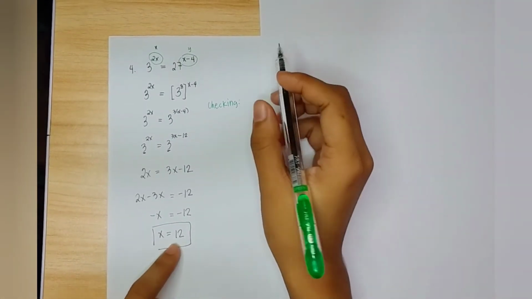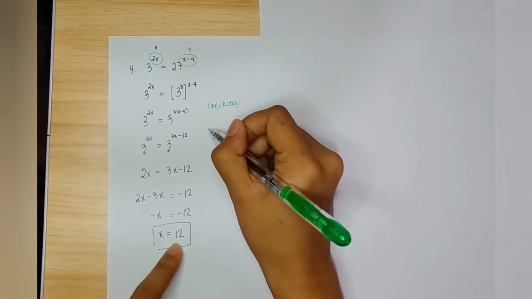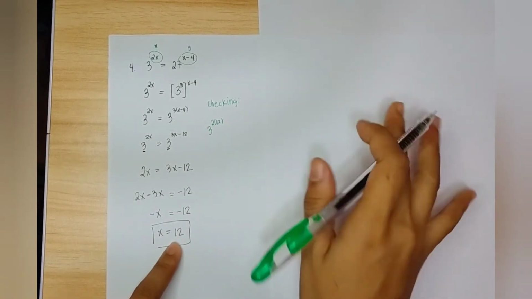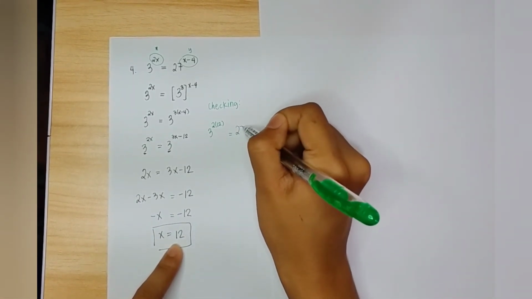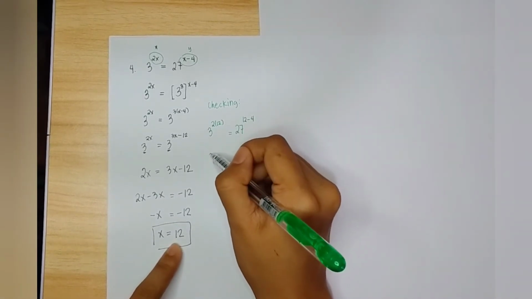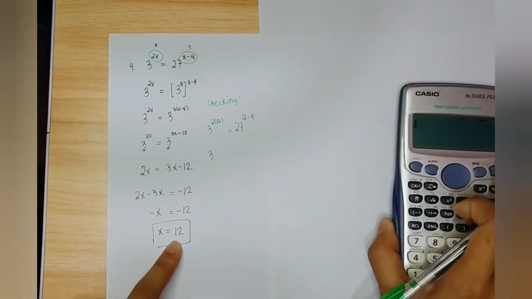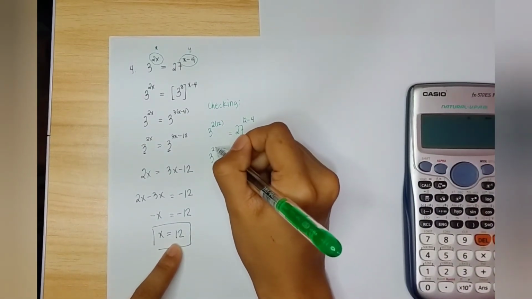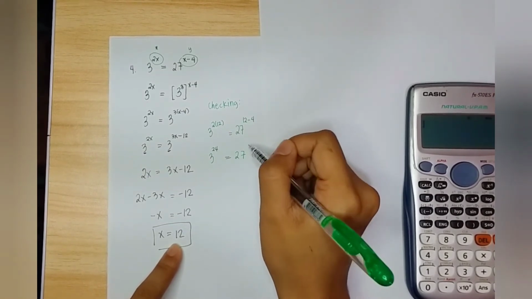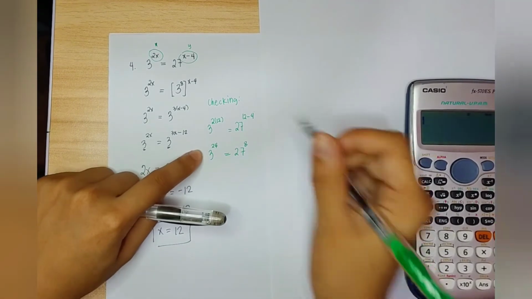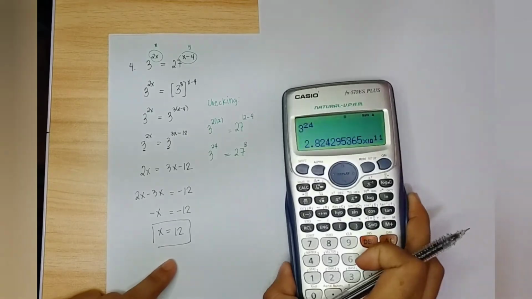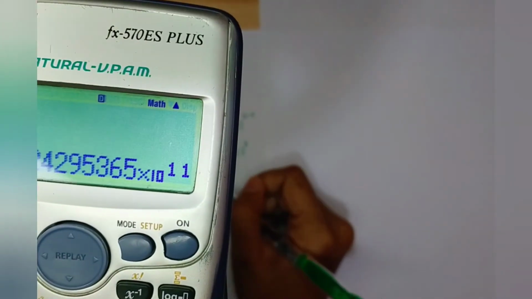So, substitute natin itong value ng x natin. So, we have 3 raised to the power of 2 times 12 is equal to 27 raised to the power of 12 minus 4. Okay, this is 3 raised to the power of 2 times 12, that is 24. Okay, 24 is equal to 27. 12 minus 4, that is 8. So, solve natin itong 3 raised to the power of 24.